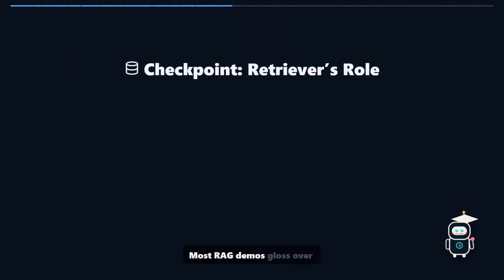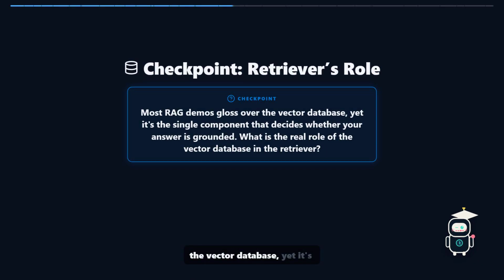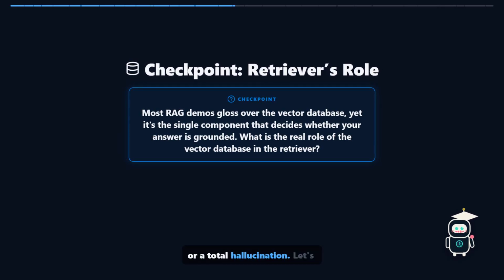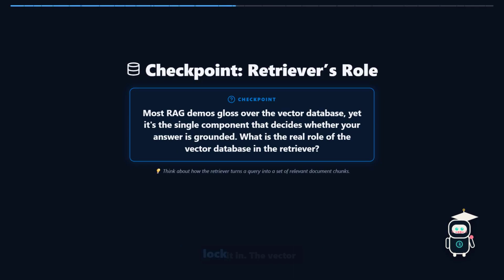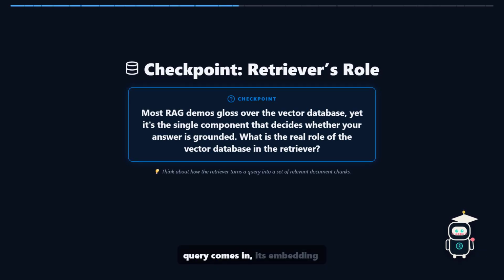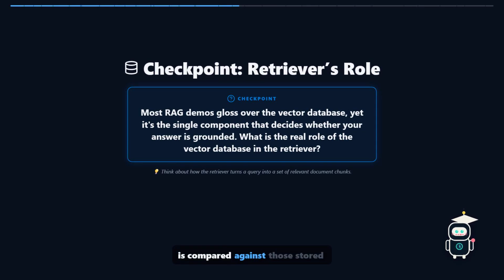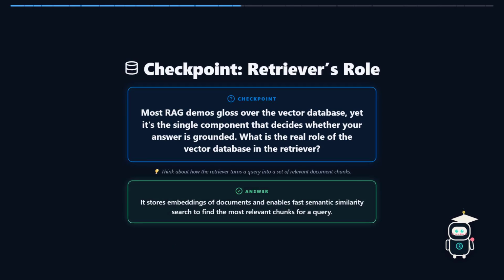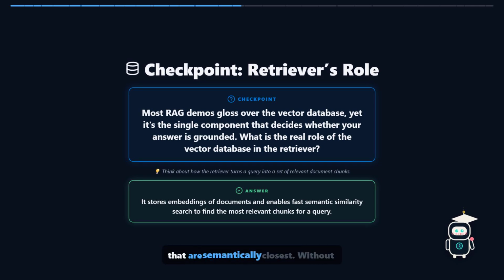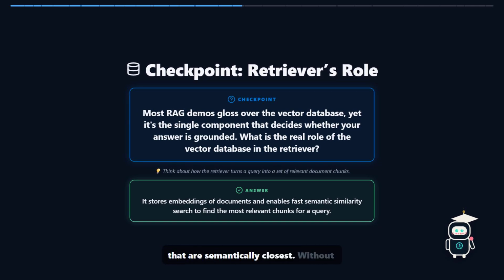Most RAG demos gloss over the vector database, yet it's the single component that decides whether your answer is grounded or a total hallucination. Let's lock it in. The vector database stores the embeddings of all your documents. When a query comes in, its embedding is compared against those stored vectors, using cosine similarity, to find the chunks that are semantically closest.